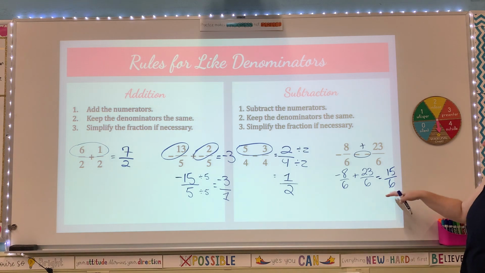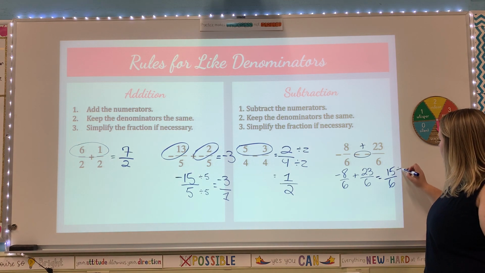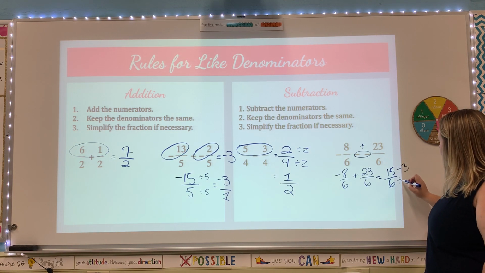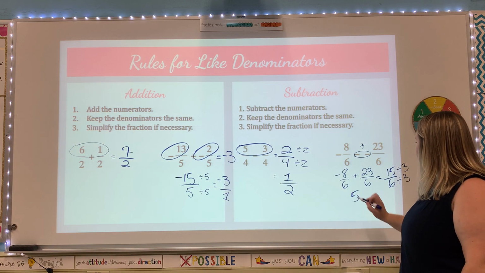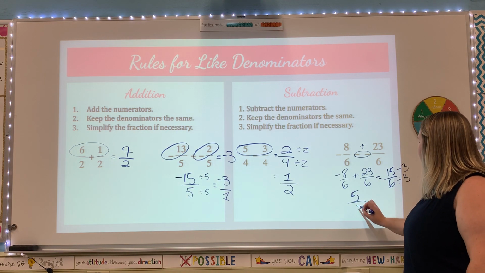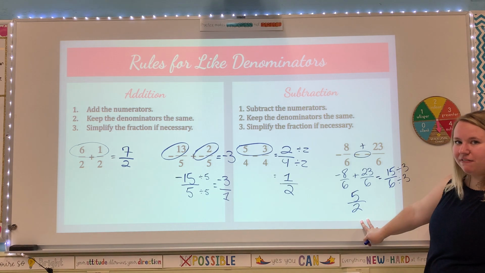So we kept the denominators the same. Now 15 and 6 are actually both multiples of 3, so we can reduce this. I'm going to divide both numbers by 3. 15 divided by 3 gives us 5, and then 6 divided by 3 gives us 2. So our final answer here is 5 halves.